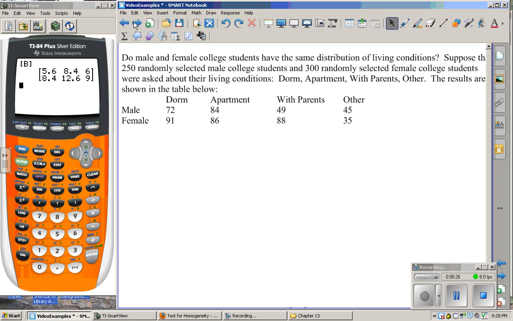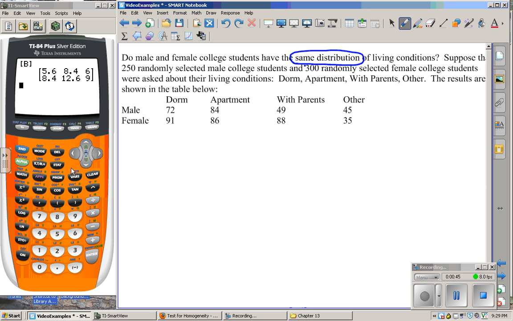So the question is, do the males and the females have the same distribution of living conditions? You want to pay attention to those terms. Do they have the same distribution? When you see that term, that tells you that we're going to perform a chi-square test of homogeneity.